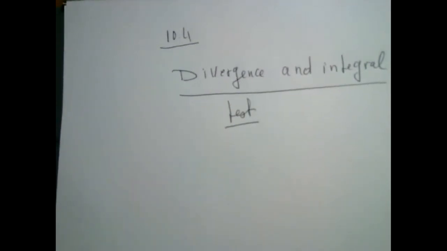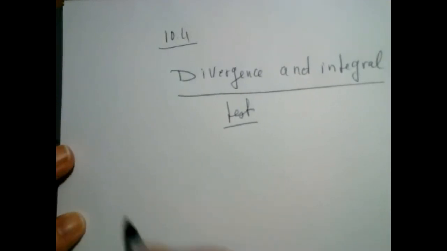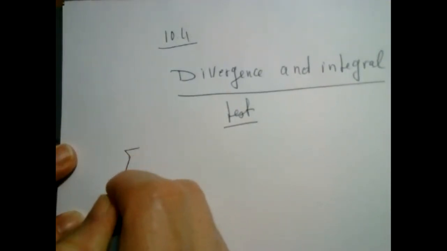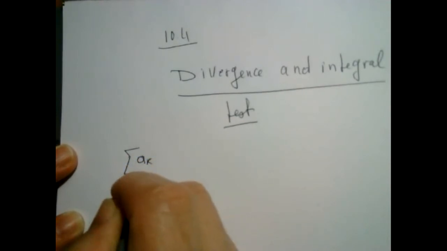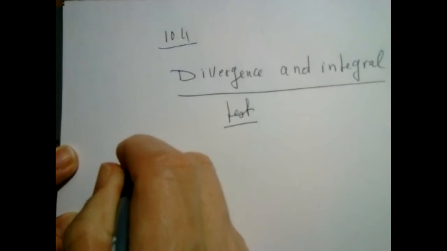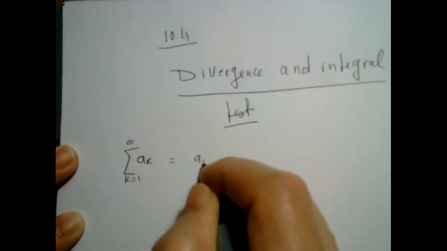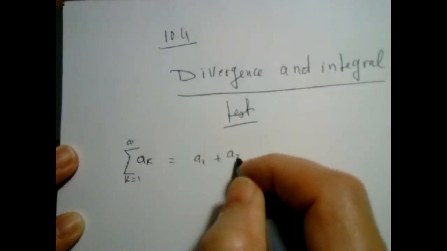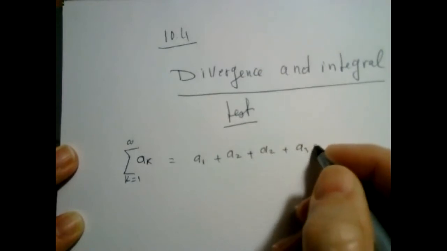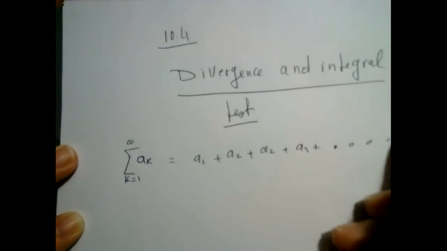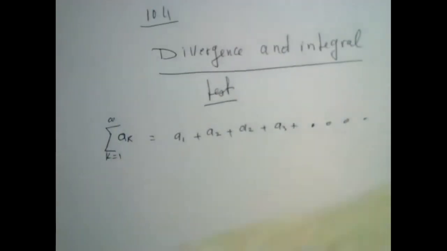All right, so we have a series, sigma an, or sigma ak, that's the series. An infinite series, as I remind you, means we take a bunch of terms and we start adding them. That's really the definition, and that's what the sigma series is.